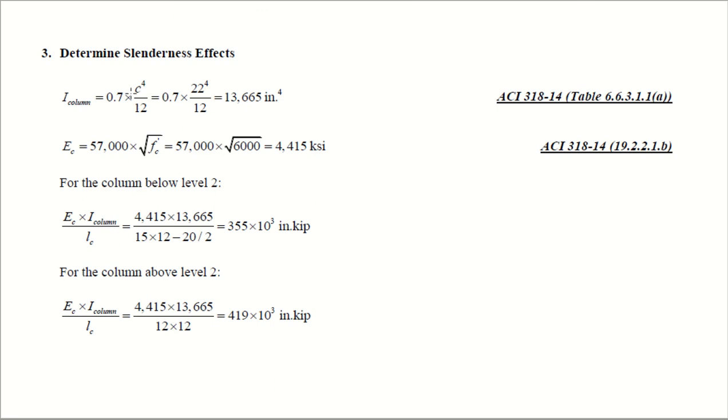So from this equation you are getting the I of column is 13,665 inch^4, and it is obtained by this. Ec is equal to a very famous equation. You are putting the values for concrete strength and it gives you 4415 ksi. For the column below level 2, Ec I column divided by length of column is this amount, 355 into 10^3 inch-kip. And for the column above level 2, see, this was below and this was above, what is changed? A lot of things will be changed, but in this equation you can clearly see that E is constant, I is constant, only the length of the column is changed, and here you are taking 12 instead of 15. So you are getting the value for this term as 419 into 10^3 inch-kip.